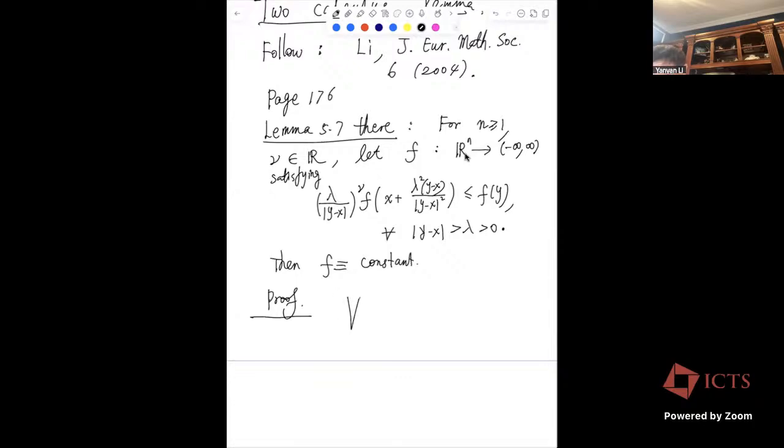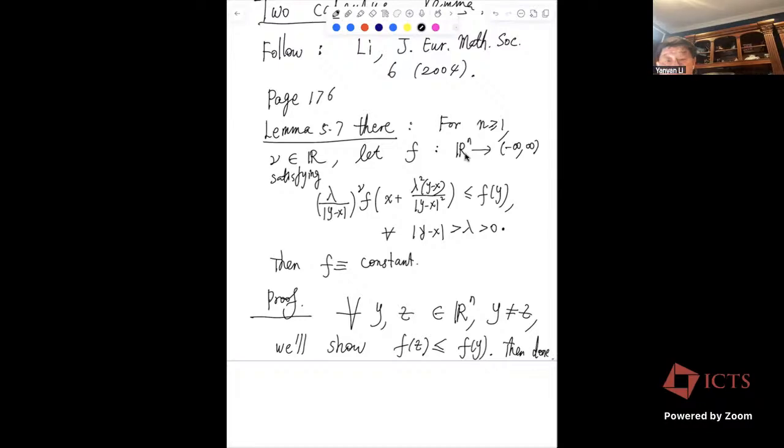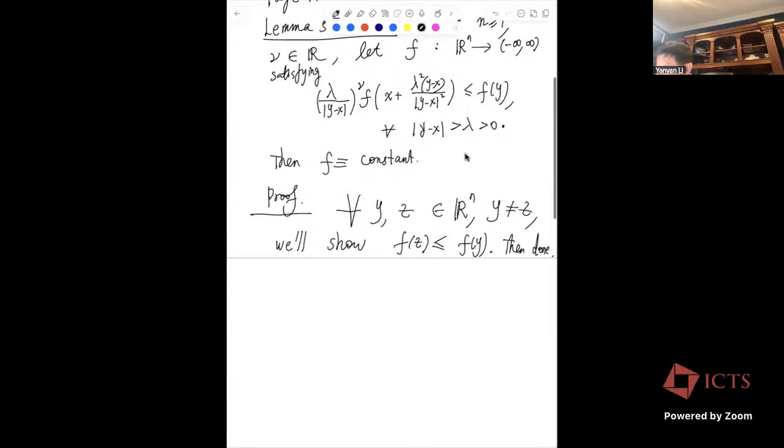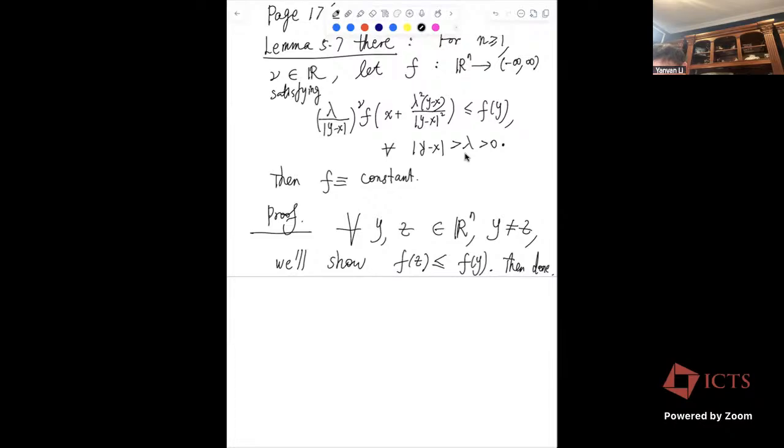So for all y, z in R^n, y not equal to z, we will prove f of z is less than or equal to f of y. Then we're done, because I can switch the roles of z and y. So then f of y will be less or equal to f of z, then they are equal.